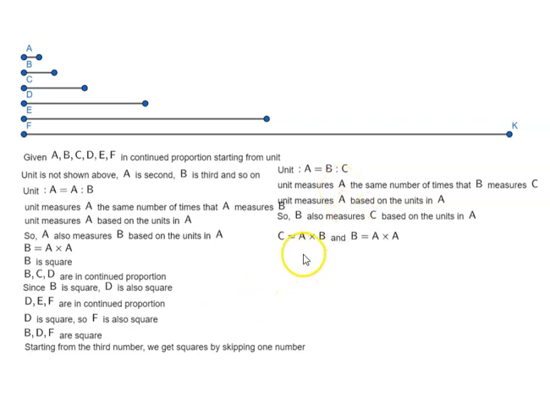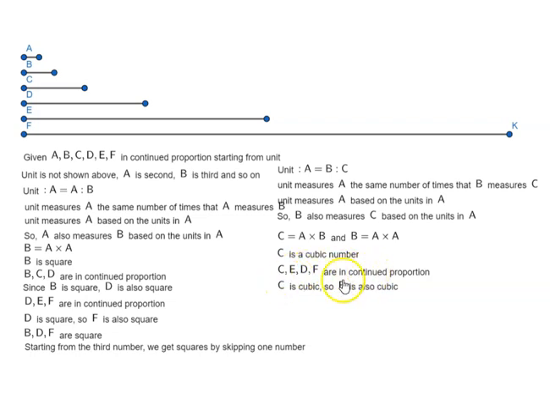So now what do we have? We have C is equal to A times B. But we know B is equal to A times A, which means what? We can substitute here. So this A times A will come here. So it will become A times A times A. So that means C is a cubic number. Now let's look at C, D, E, F. They are in continued proportion and C is a cubic. So F is also a cubic.